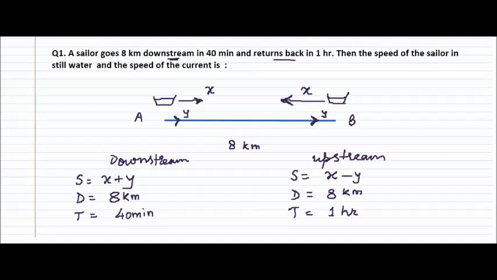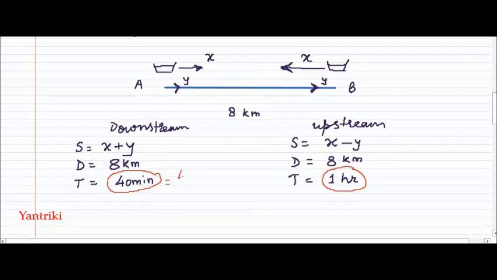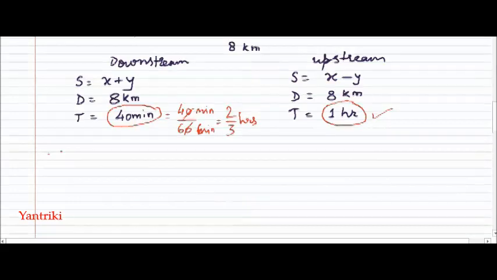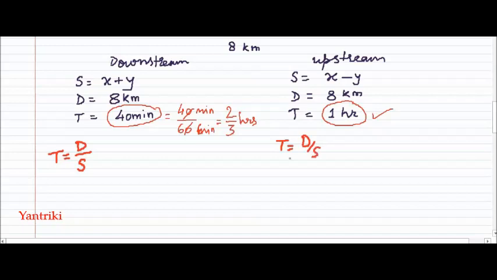So you can see very clearly that time here is given in minutes, whereas in this case it is given in hour. We will do 40 divided by 60, that is 40 minutes divided by 60 minutes, to convert it in terms of hours. So it's a simple calculation. You can easily get 2 by 3 hours here, and here it is 1 hour. It is perfectly okay. So the basic equation is time is distance divided by speed.